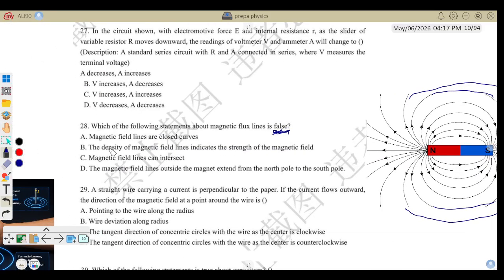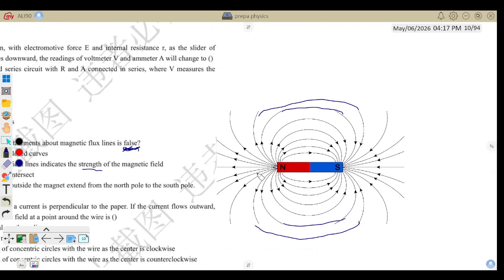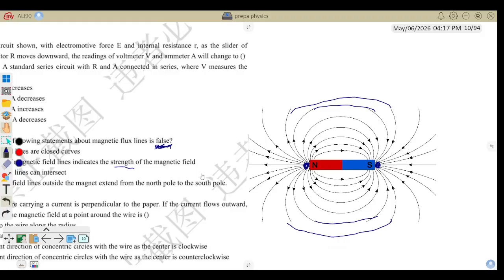For the B, we have the density of magnetic field lines indicates the strength of the magnetic field. This is also correct, as the lines are packed together, the magnetic field is strong at that point, exactly like at the poles here. Like for here and here, they were the strongest magnetic field.